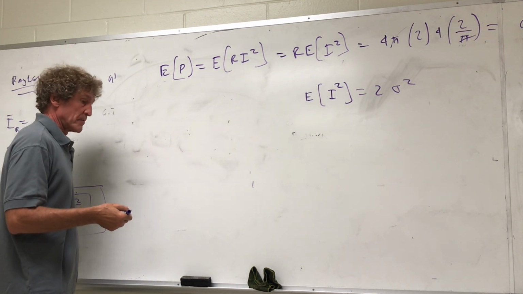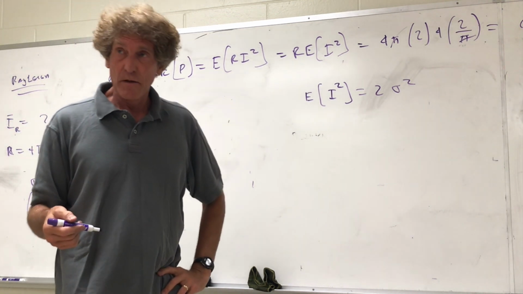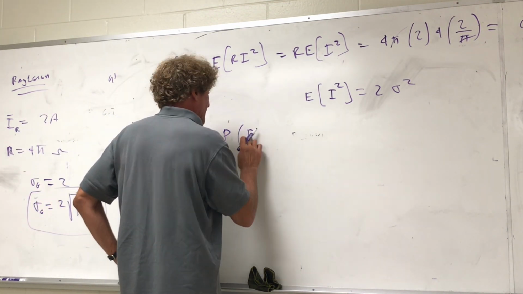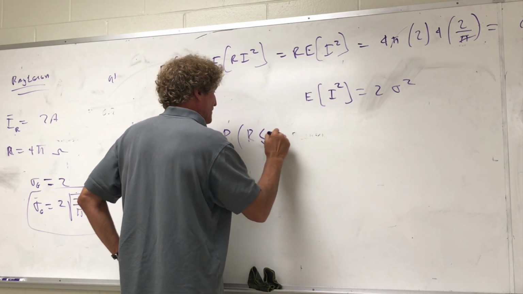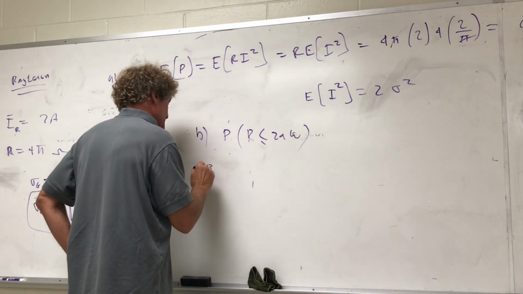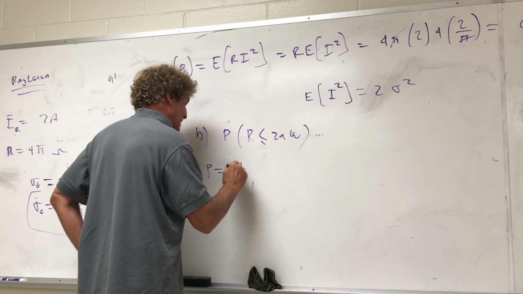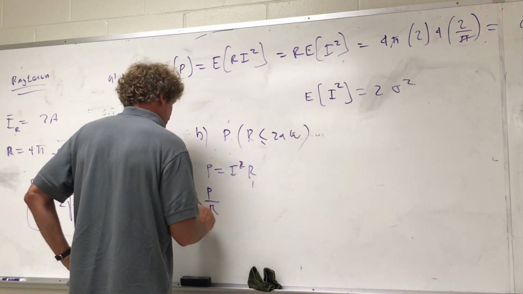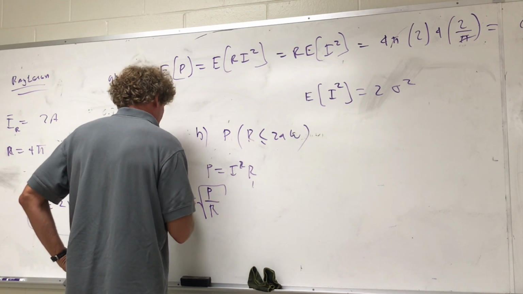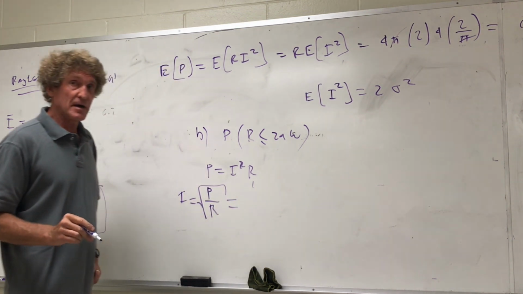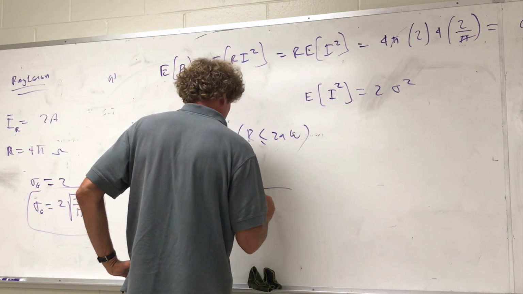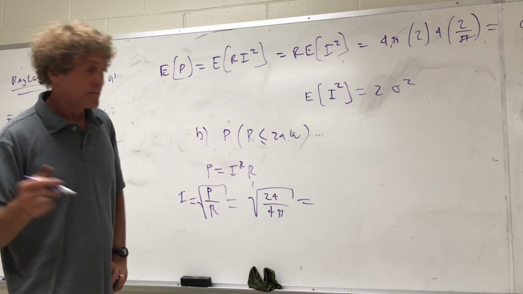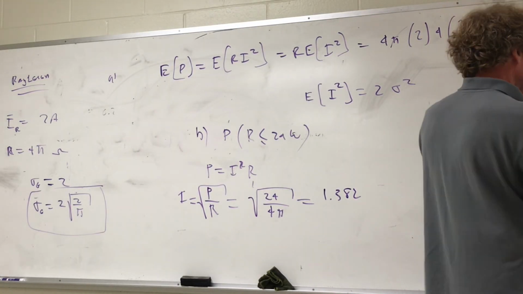Oh, what's the second part? Probability that the power is less than or equal to 24 watts. This is part B. And now we want power less than or equal to 24 watts. So power is equal to I squared R. So now if I take power over resistance and I take square root, this is the value of I that will be the threshold value. So that's the square root of 24 over 4 pi. 1.382.